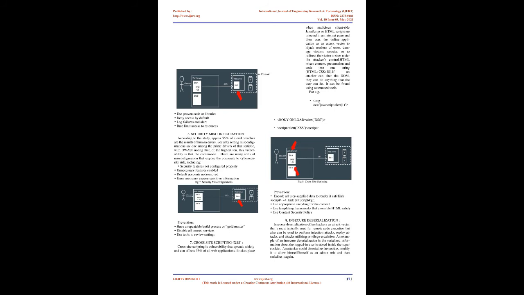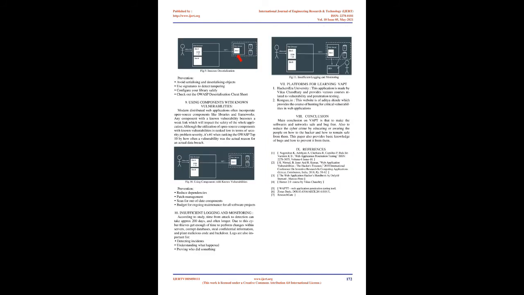Prevention. Have a repeatable build process or gold master. Disable all unused services. Use tools to review settings. 7. Cross-site scripting, XSS. Cross-site scripting is a vulnerability that spreads widely and can affect 53% of all web applications. 8. Insecure deserialization.